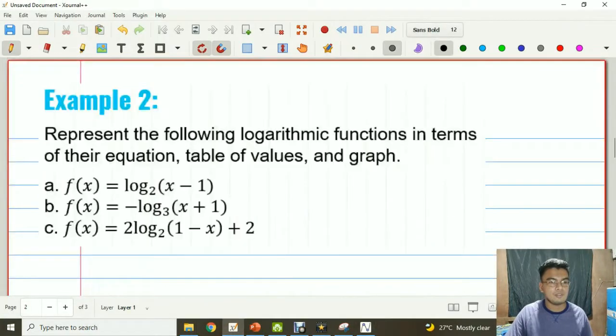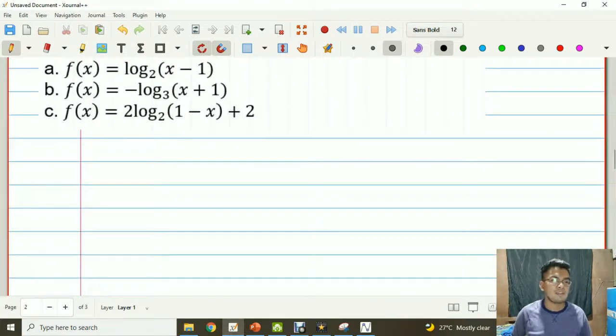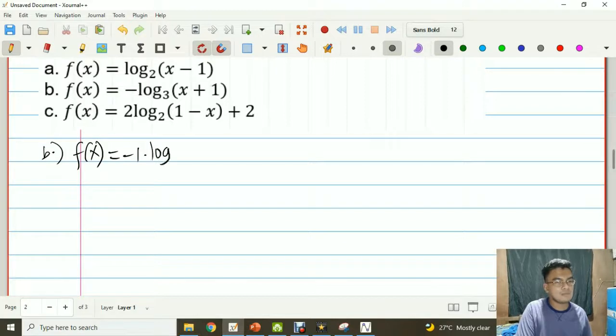So, for the second item, we have f of x is equal to negative 1 times log base 3 of x plus 1. So, this will be our second item. Negative 1 times log base 3 of x plus 1.